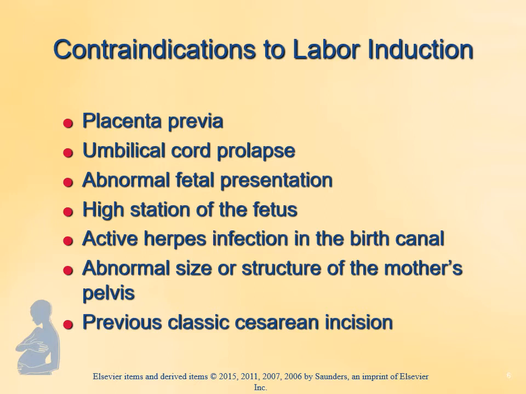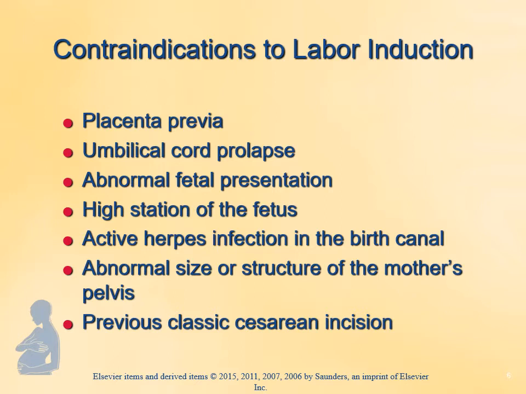We need to be careful about inducing somebody whose fetus is very high in the pelvis, so that baby really has not engaged, and you could be setting yourself up for a lot of problems in the area of usually umbilical cord prolapse. If the cord were to present in front of the presenting part once that presenting part gets engaged into the pelvis. Of course, we never want anybody to deliver vaginally if they have an active case of herpes lesions.